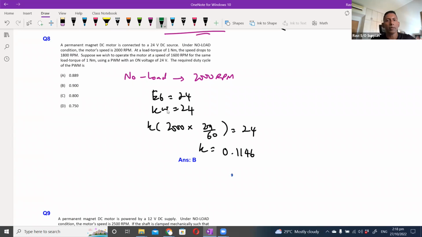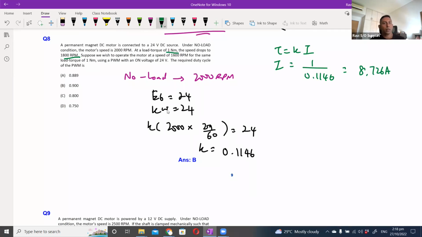Okay, and then we look at the next step. What is given? At 1 Newton meter, the speed drops to 1800 RPM. The first thing is we can find the current. We know that torque is Ki, so I is equal to torque over K, which is 1 over 0.1146, which will give me 8.726 ampere. That is the current that is going to flow in this situation, at 1 Newton meter torque.